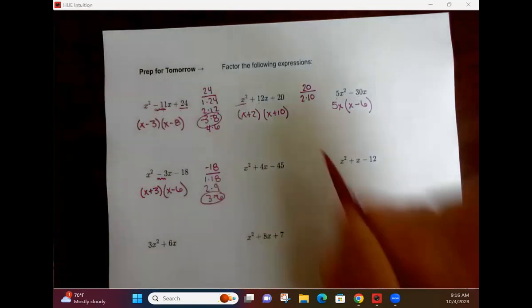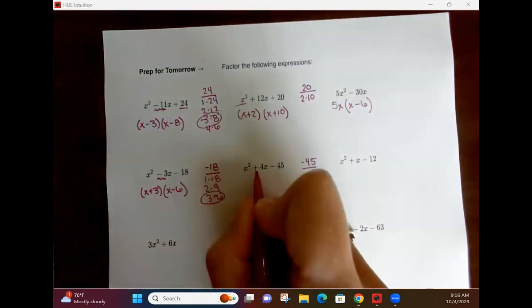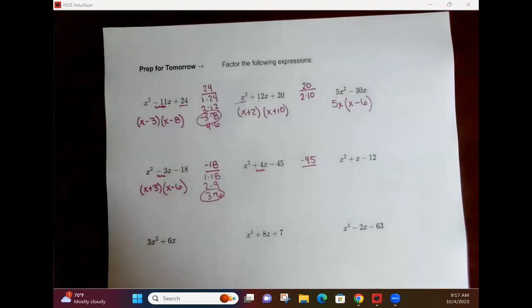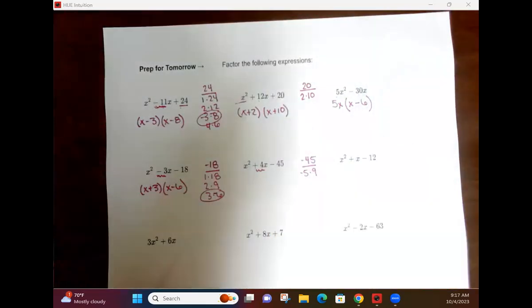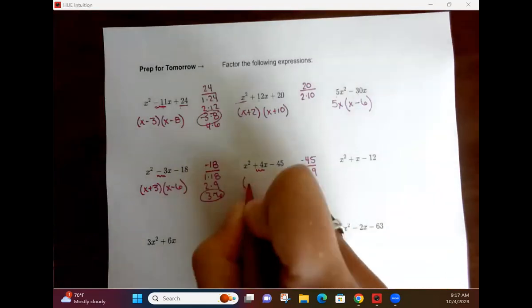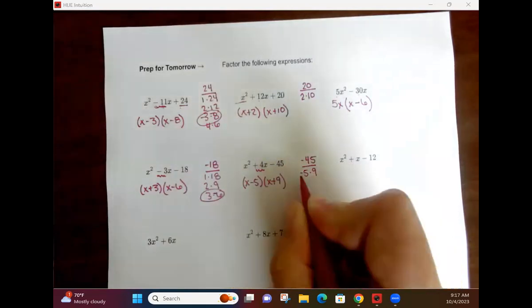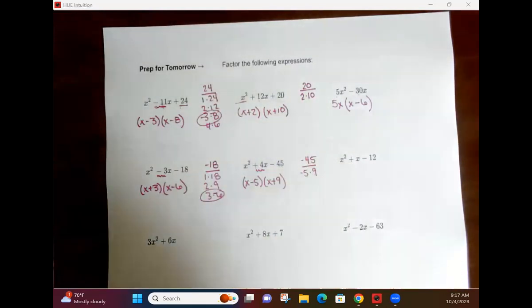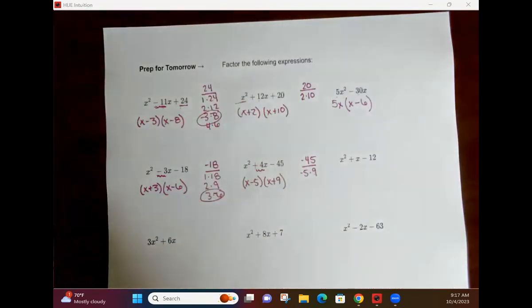For my next example, I want 2 numbers that multiply to negative 45, but add to 4. If you need to write out your list, write out your list. But we're going to want negative 5 times positive 9. So that would be x minus 5 times x plus 9. I need one positive and 1 negative so that I can multiply to a negative number. I want the 9 to be positive so that I get positive 4.